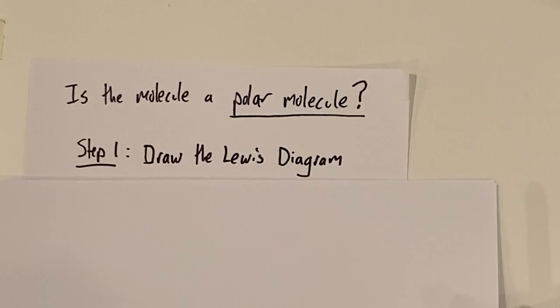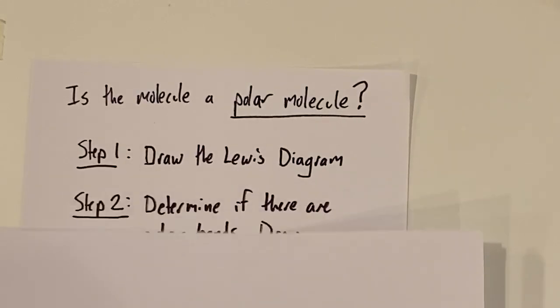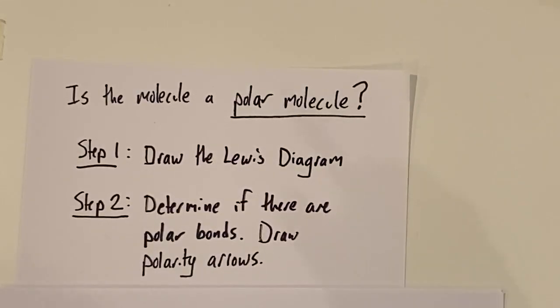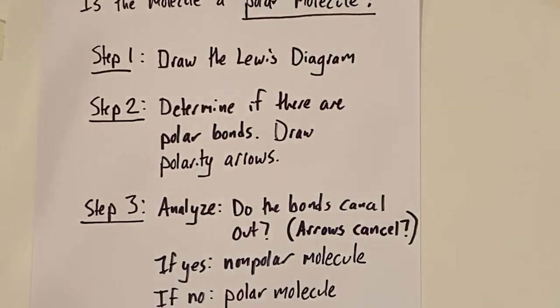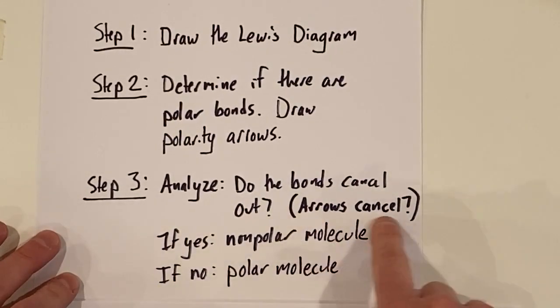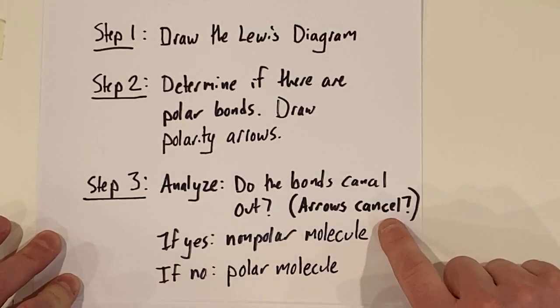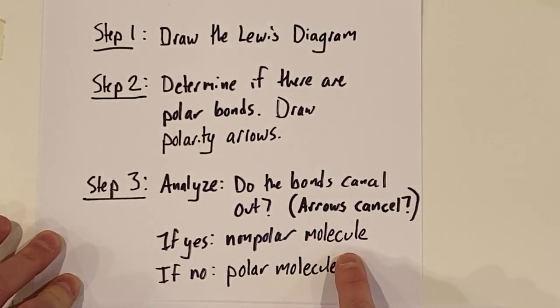Step one, you've got to draw the Lewis dot diagram. This will help us determine the structure of the molecule and what bonds are located in the molecule. Step two, determine if there are polar bonds in the molecule. We have to draw polarity arrows. That's going to be very important for step three. And if there are polar bonds, then we have to analyze: do the polar bonds cancel out? What we're looking for really is, do the arrows cancel out? If all of the arrows cancel out, we're left with a nonpolar molecule. But if some of the arrows don't cancel out, it's going to be a polar molecule.